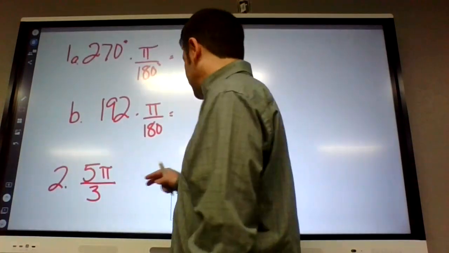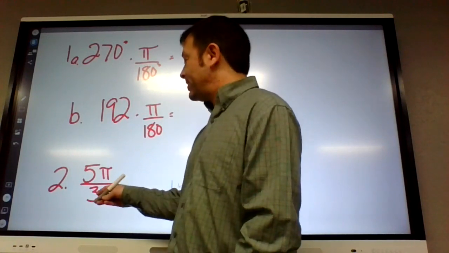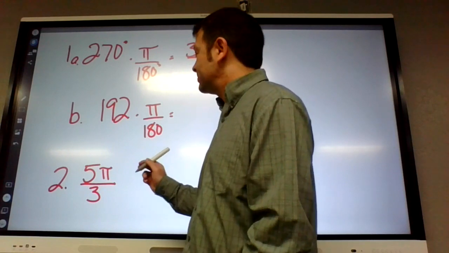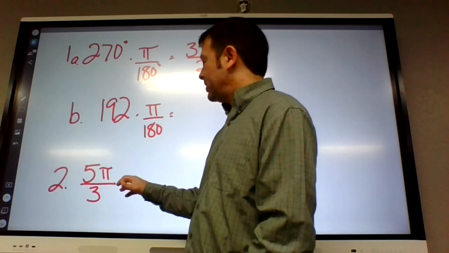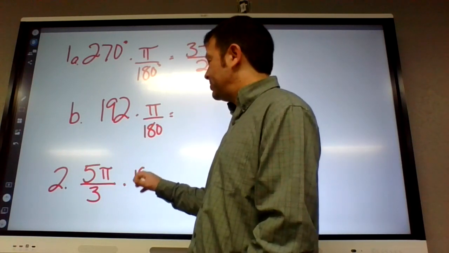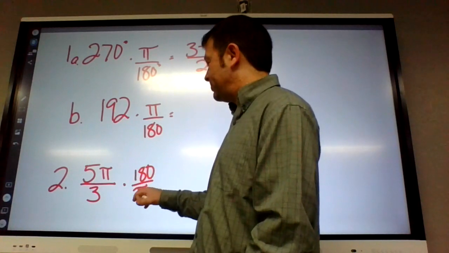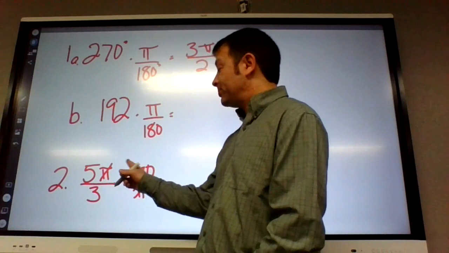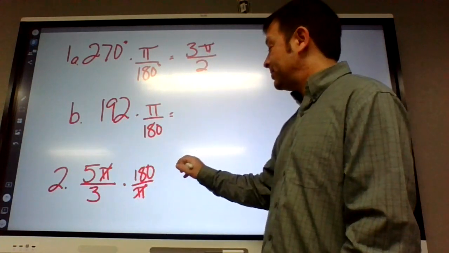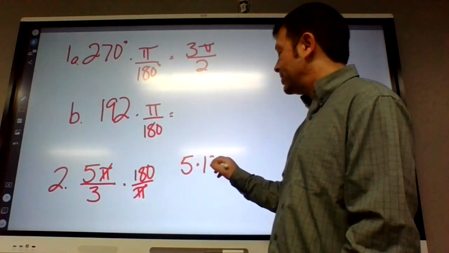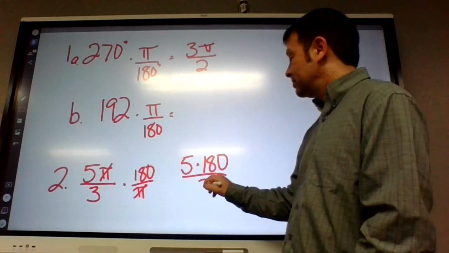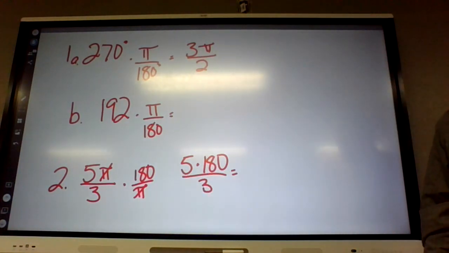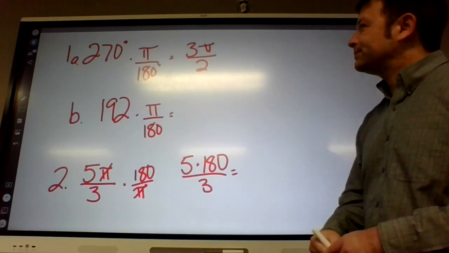Okay, on 2, I forgot to zoom out. On 2, how do we convert radians into degrees? Times 180 over pi. Okay, there is an easier way. You could change the pi to 180. Basically what that does is it cancels out the pi's and the 180 takes its place. Just turn the pi into a 180. That's the easiest way to do it.